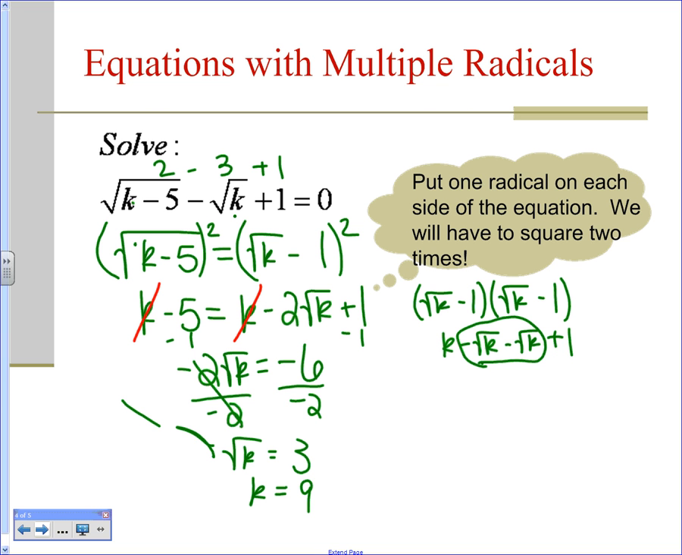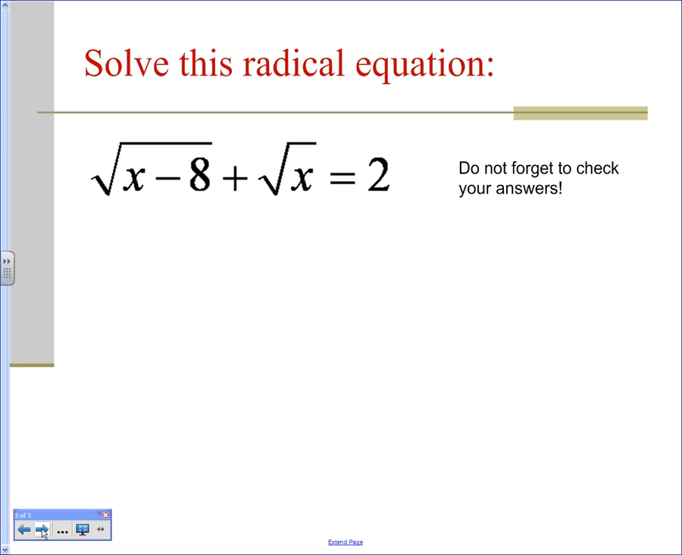The square root of k equals 3. But what equals 3 when you take the square root of it? Just the 9. Square root of 9 is 3. So your k has to be 9. The square root of k equals 3 and your actual answer. You want to solve for k. Okay, we got another one.